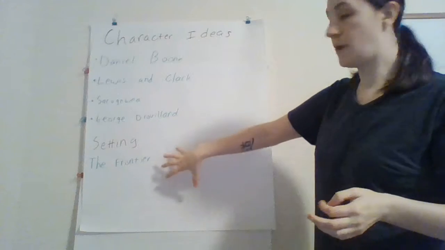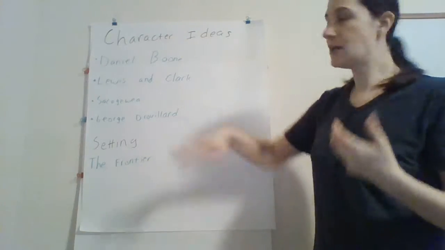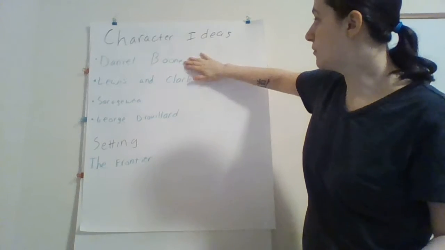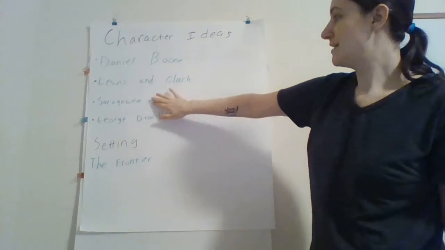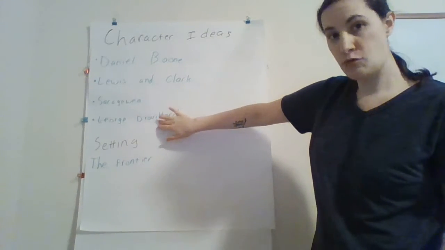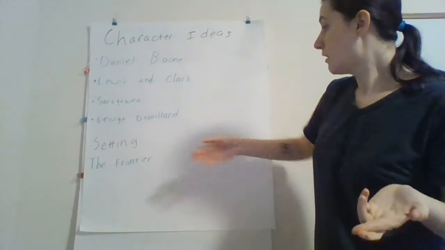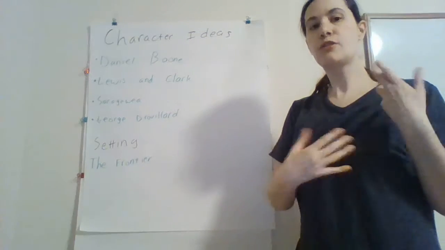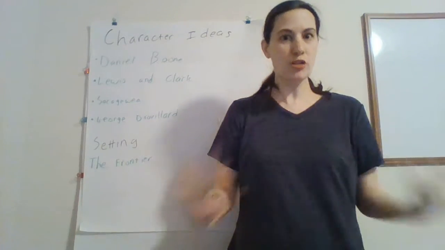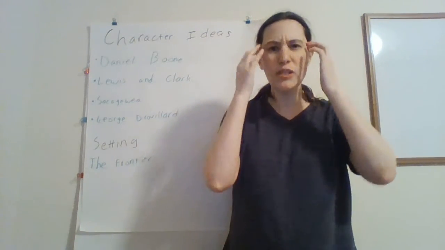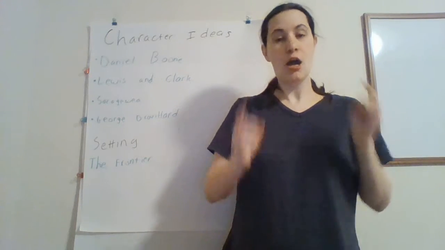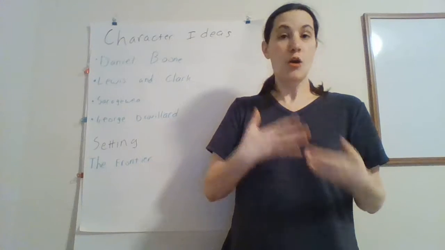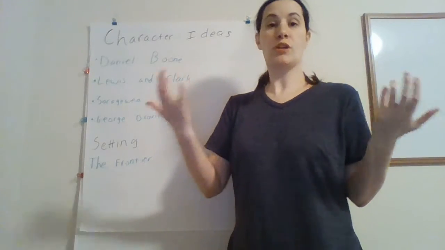So this first chart paper I have for you here is some character ideas of who can be in your story. Daniel Boone, Lewis and Clark, Sacagawea, George Drouillard. And also I've written that the setting is going to be the frontier. So we already know the setting, or where the story is going to take place. We know it's going to take place on the frontier. You have to decide who are going to be the characters in your story. Who is the story going to be about?